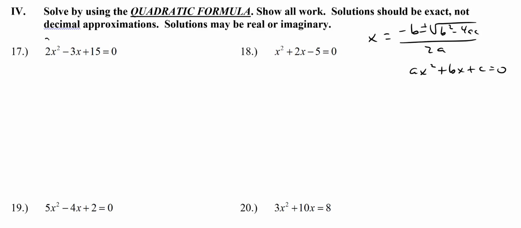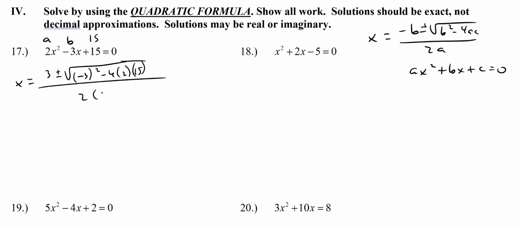Okay, so in this case here, that 2 is my a, the negative 3 is b, and c is 15. So you just plug it in your calculator. So x equals opposite of b, so positive 3 plus or minus the square root of negative 3 squared minus 4 times 2 times 15, all over 2 times 2.